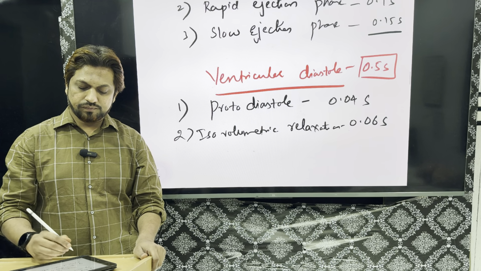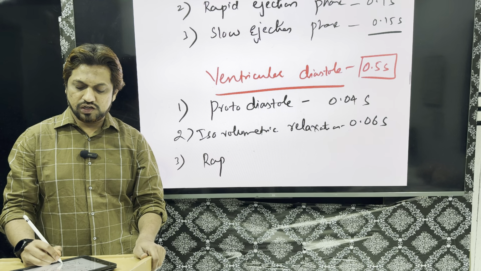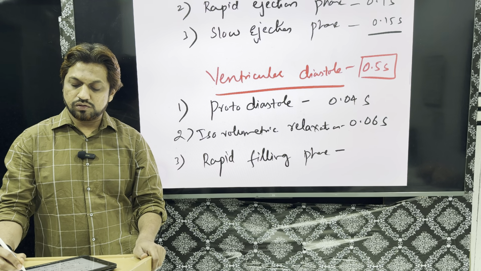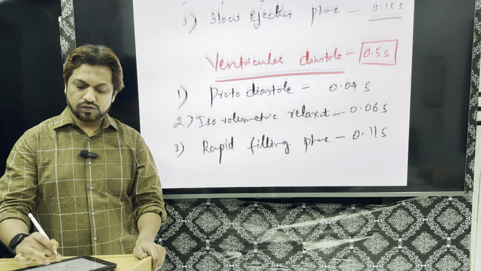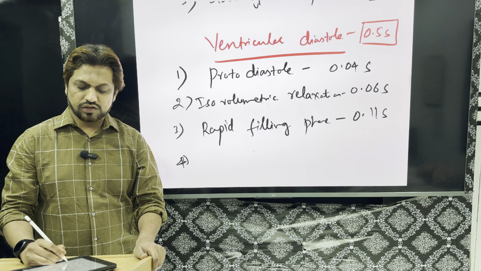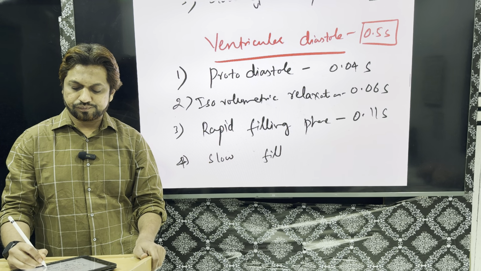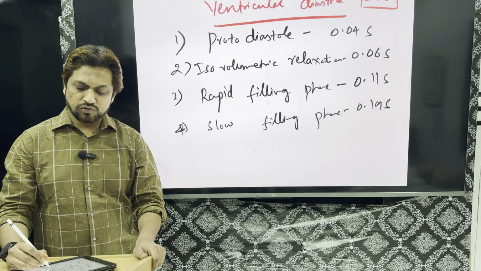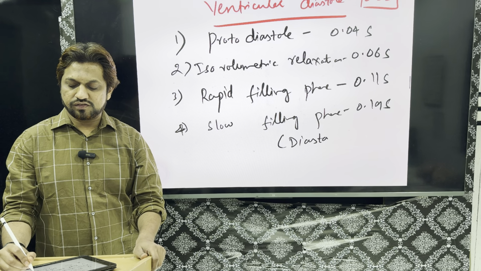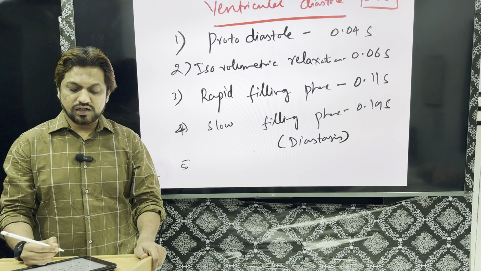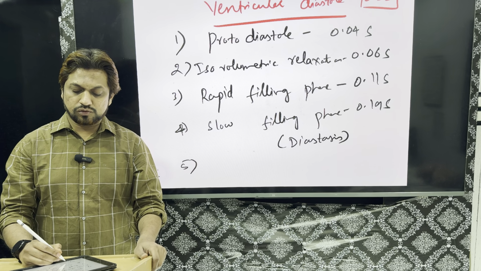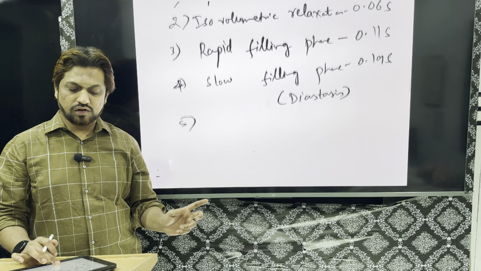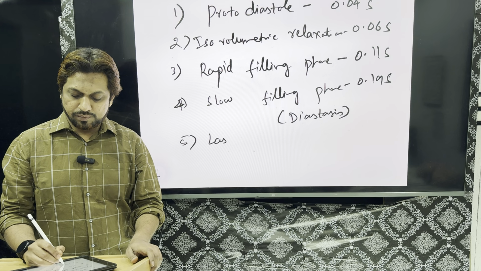Okay. Then the third thing is the rapid filling phase, which is around 0.11 second. Then we have a reduced rapid filling phase, that is also known as slow filling phase, which is around 0.19 second. And finally, after this slow filling phase, also known as diastasis, comes atrial systole. It will coincide with this atrial systole of 0.1 second. It is this last phase, also known as the last rapid filling phase.